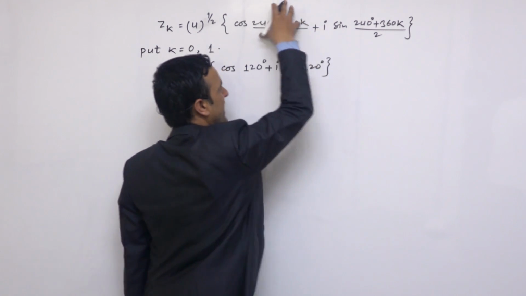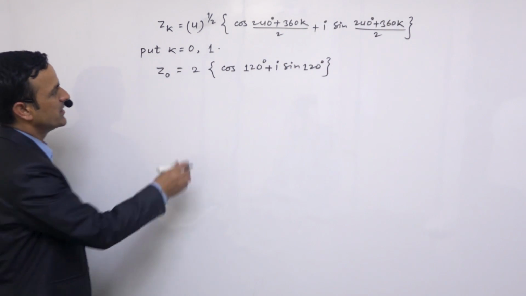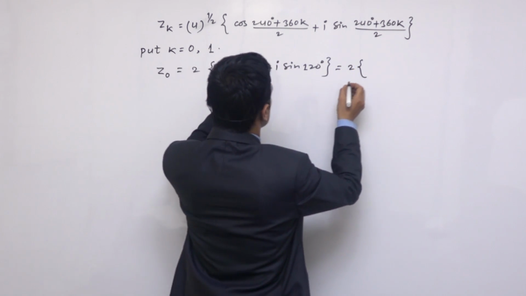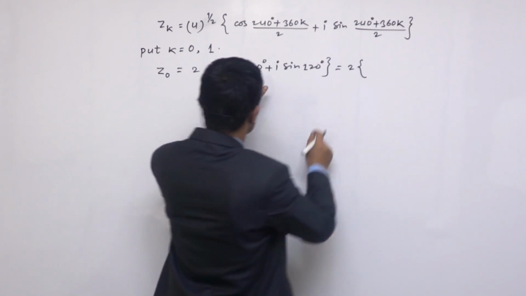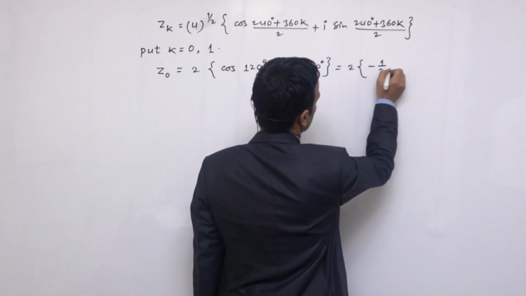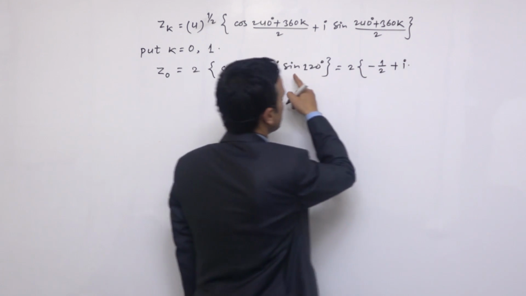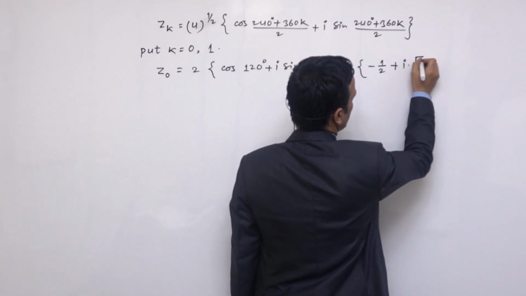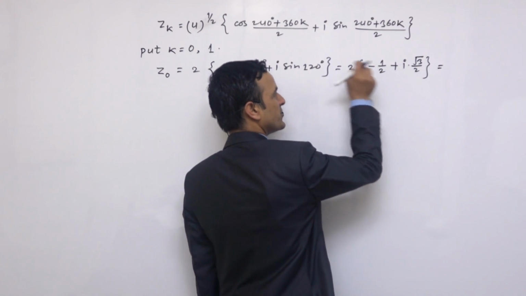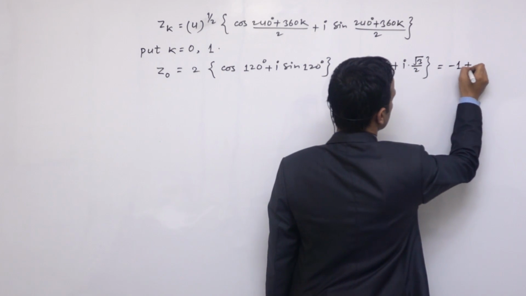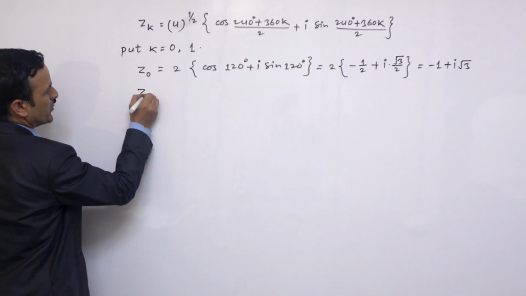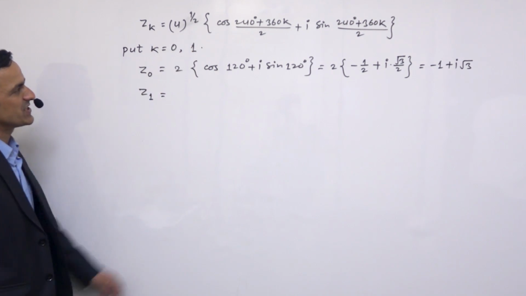The two angles are the same. If you find the value from here, cos 120 means cos (180 minus 60), so the value is minus 1 by 2, plus i sin 120, which means root 3 upon 2. Taking the LCM, the 2s cancel and we get minus 1 plus i root 3. So this is one of the answers.